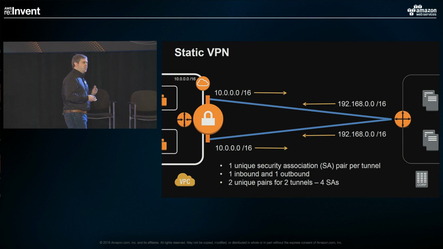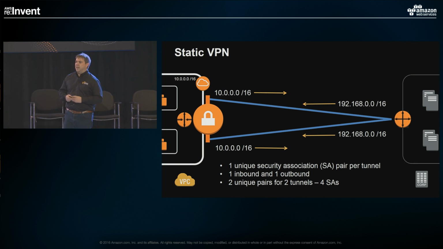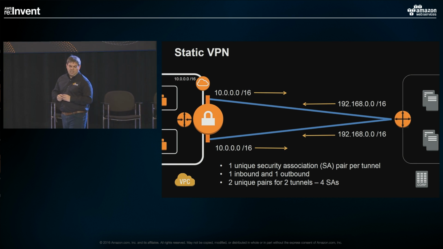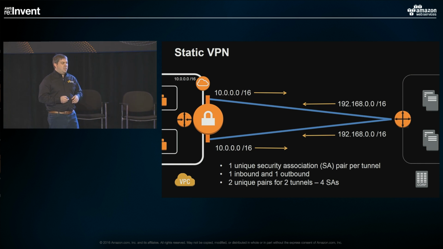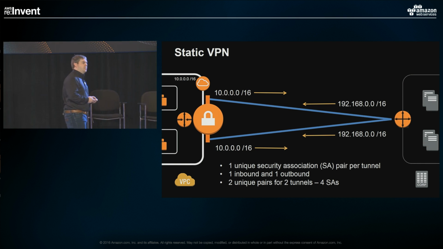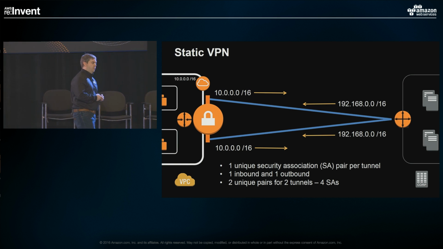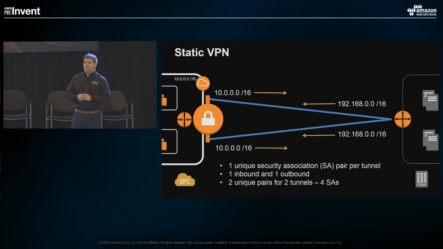So let's just quickly refresh ourselves on what those two terms mean, both static and dynamic. So here's an example of a static VPN. In this situation, you actually have to configure specifically the IP addresses that are going to be on each end of the VPN tunnels. Might be also known as a policy-based VPN.